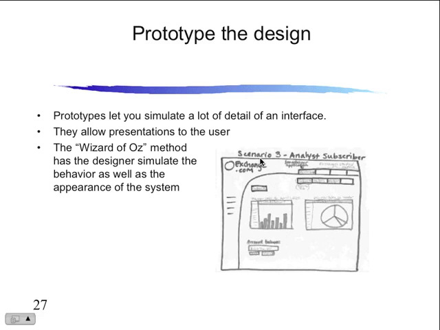So the prototype lets you simulate a lot of the detail of the interface. It allows you a presentation to the user. It gives you, this is what I'm thinking about, and I'm writing it down, and here are all the charts and stuff that are going to appear. Sometimes they call this a Wizard of Oz method, because you're dreaming up what it looks like and putting it down on a piece of paper, but the real application's not going to look like that.